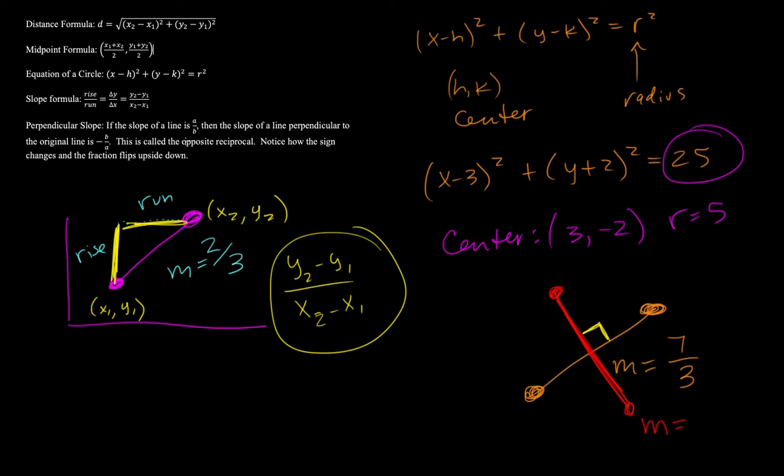So it says if the slope of line is a over b, then the slope of the line perpendicular to the original line is negative b over a. This is called the opposite reciprocal. Notice how the sign changes and the fraction flips upside down. So opposite in math means change the sign. This is positive, so this needs to be negative. Reciprocal, when talking about fractions, just means you flip the fraction upside down. So the 3 goes on top and the 7 goes on bottom. So once again, change the sign, flip the fraction.